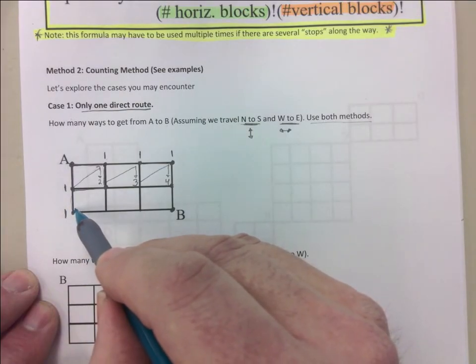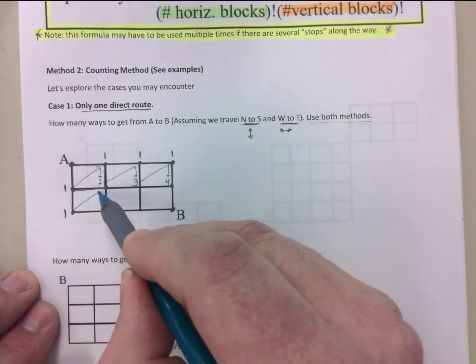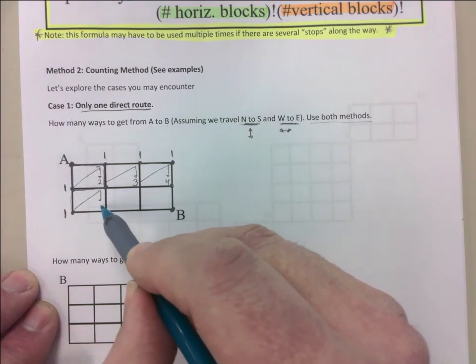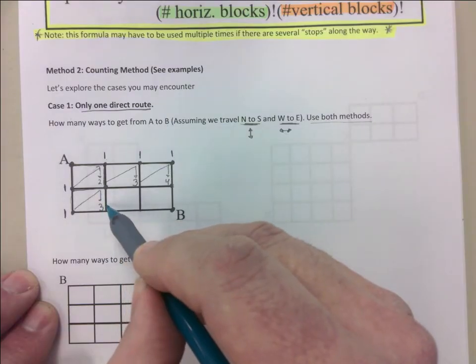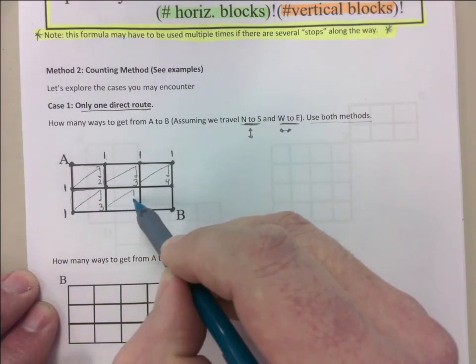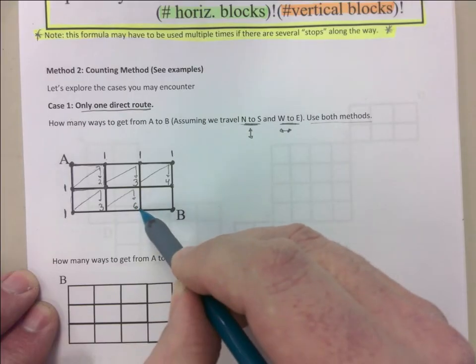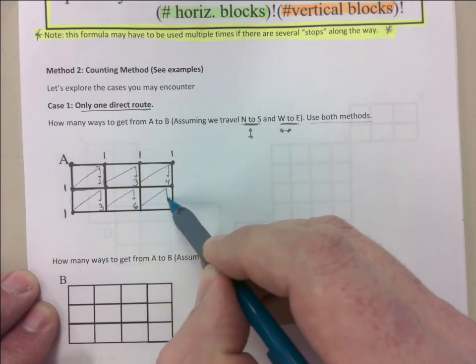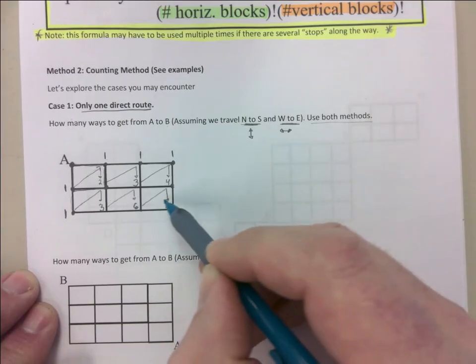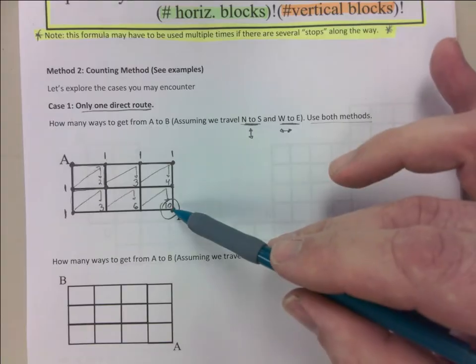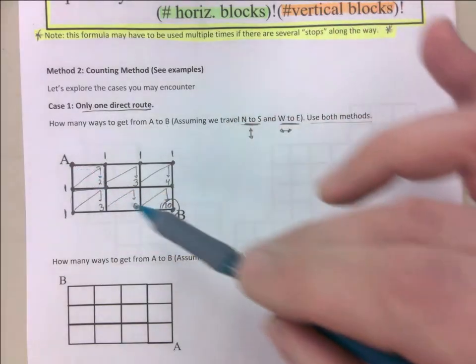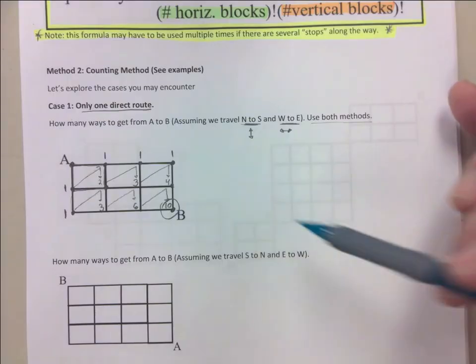You know something is wrong if people say you just have to trust me, right? It's like, don't trust that person. 3, right? 1 and 2 is 3. 3 and 3 would be 6 ways to get to this one. 6 and 4, 10. So there are 10 possibilities to go from A to B in this circumstance.